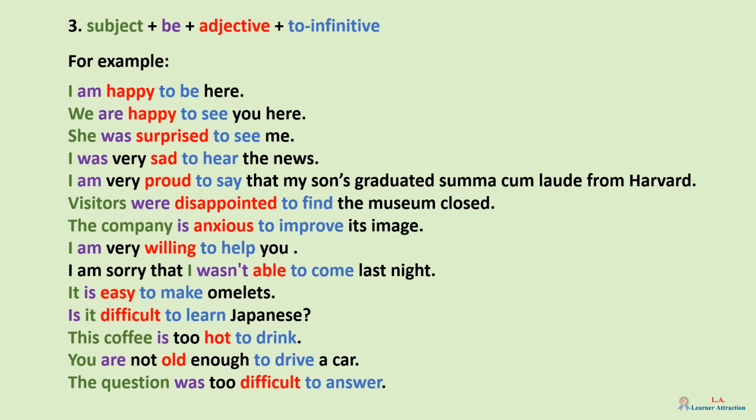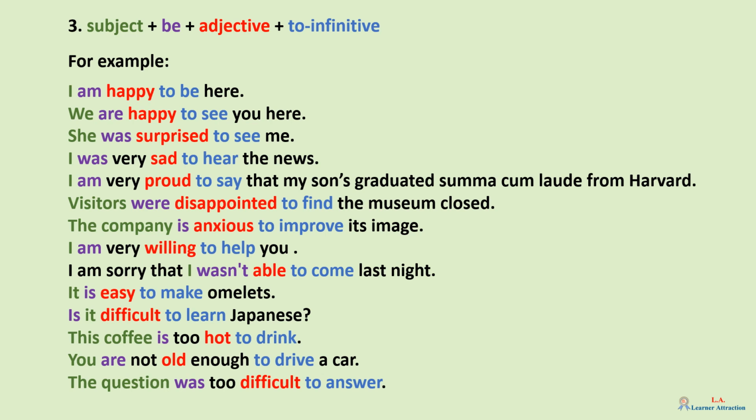Three. Subject plus be plus adjective plus to infinitive. For example, I am happy to be here. We are happy to see you here. She was surprised to see me. I was very sad to hear the news. I am very proud to say that my sons graduated summa cum laude from Harvard. Visitors were disappointed to find the museum closed.